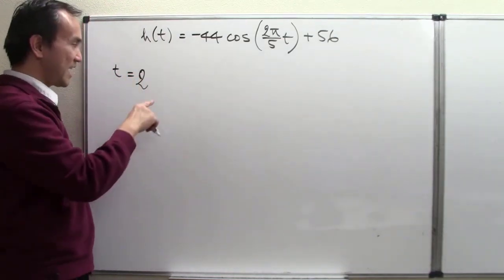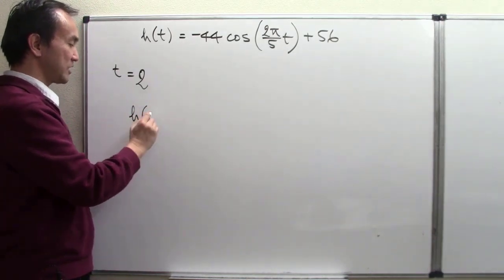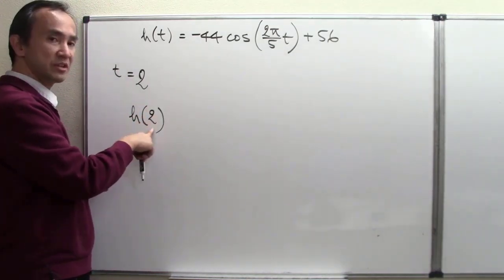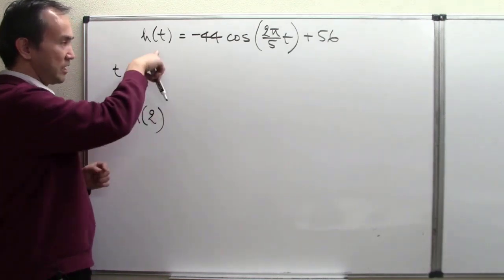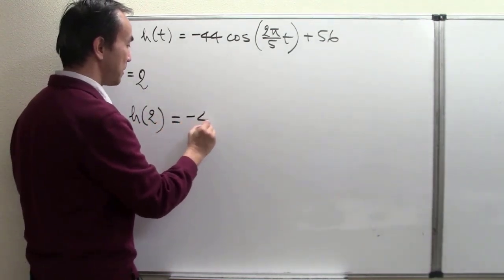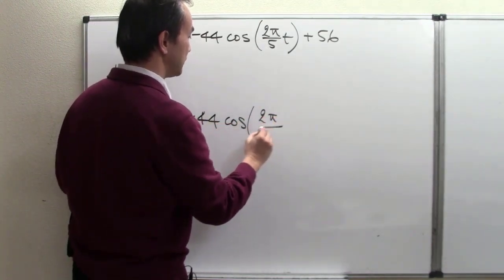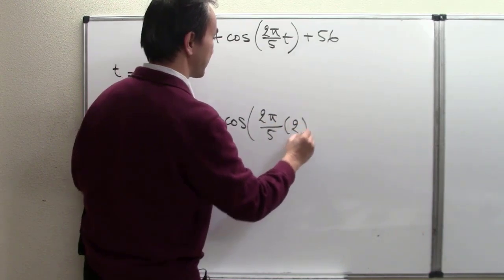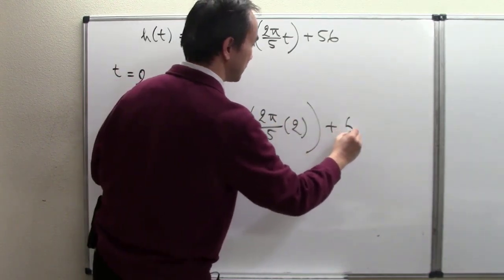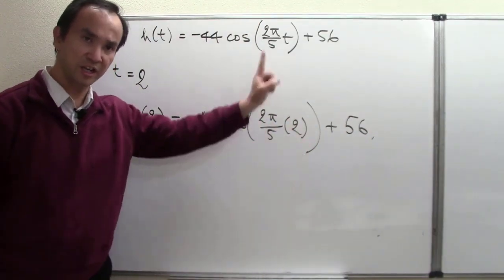So the height we're looking for is simply the height at time t equals 2. I'm going to substitute t equals 2 into the function. So now we come up with, in written form, minus 44 times cosine of 2 pi over 5 times 2 in parentheses, plus 56. And again, let's keep all of the calculation here in radians.